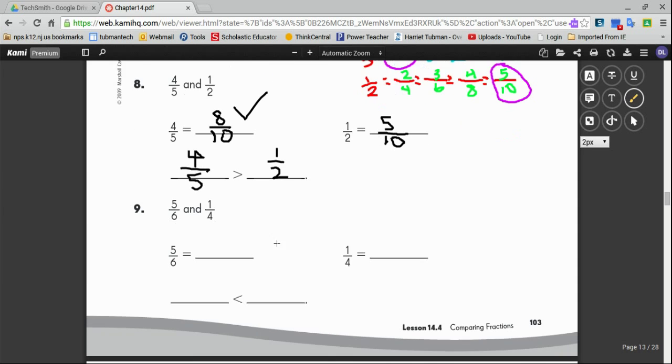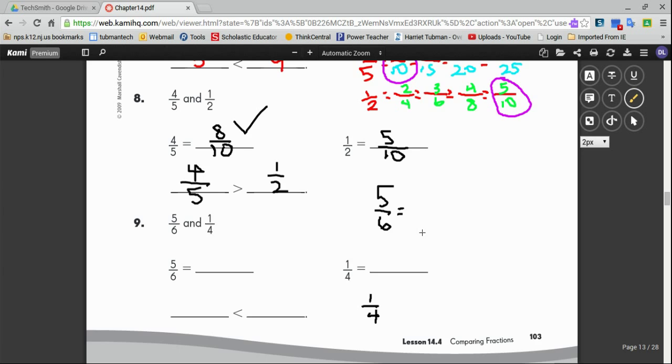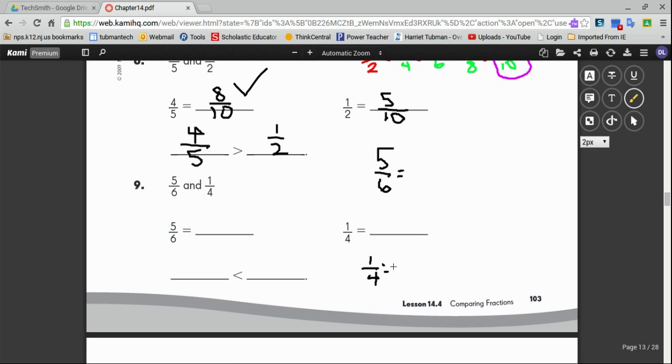Alright, number 9. So for number 9, I have 5/6. I'm going to do the same exact thing as before. 5/6, and I have 1/4. I'm going to write 1/4 on the bottom. Now, instead of me writing it all out, I want to find a multiple that is the same when I count my 6 multiples and also my 4 multiples. So I'm going to write down my 6 multiples right now. 6, 12, 18, 24.